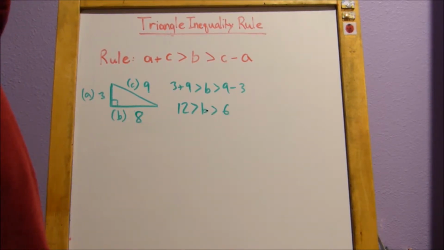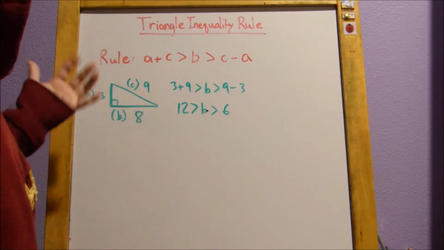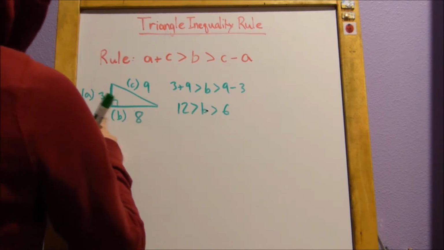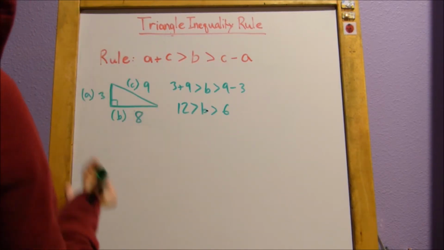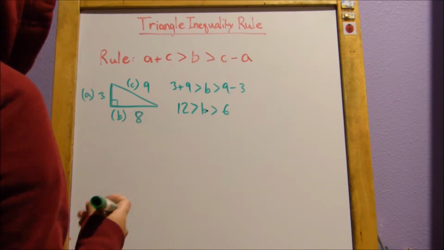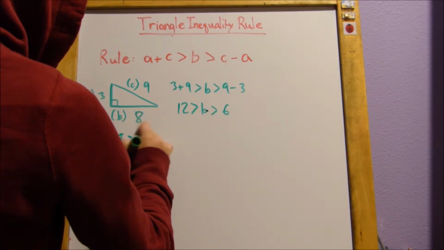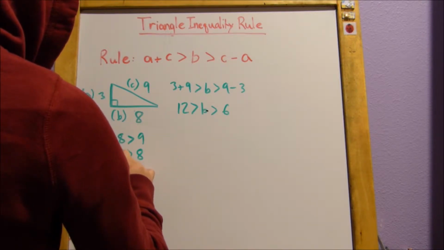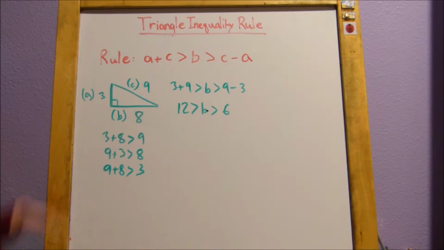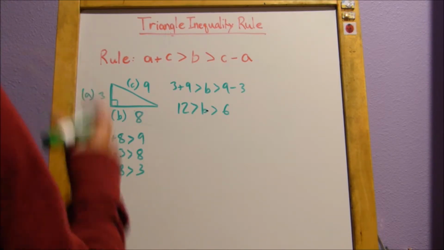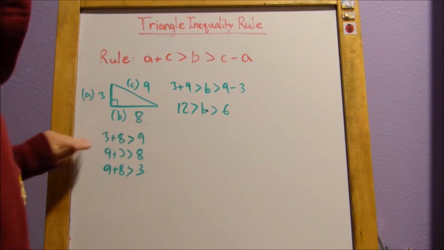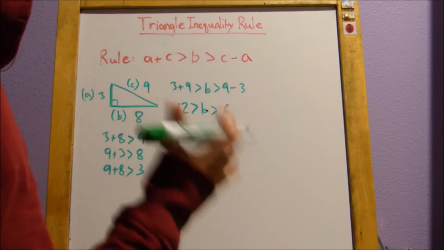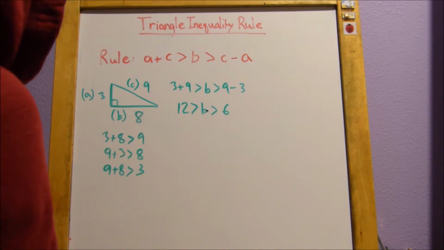So now we see that 3 plus 9, 12, is greater than 8. But we can also see that if we add up the other side lengths, it's always going to be greater than the third side length. So 3 plus 8 is greater than 9, 9 plus 3 is greater than 8, and 9 plus 8 is greater than 3. This is the rule for triangles. You can't have a triangle if all 3 of these don't apply. The triangle won't exist. It'll just be a line, right?